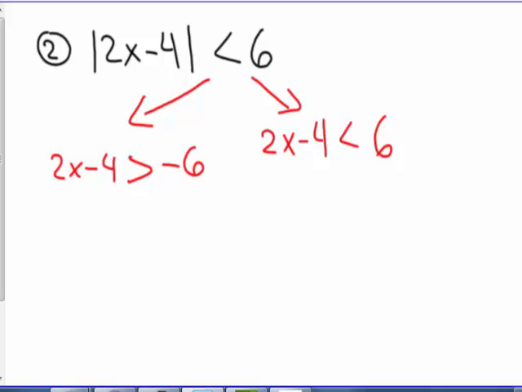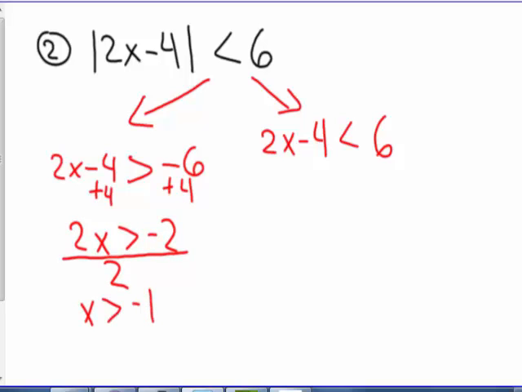So now we can go ahead and solve both of these. We're going to add 4 to both sides. We get 2x is greater than negative 2. Divide both sides by 2, and we get x is greater than negative 1. Now with this one, we need to add 4 to both sides again, and we get 2x is less than 10. Divide both sides by 2, and we get x is less than 5.